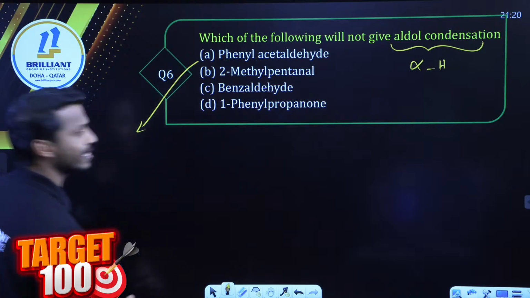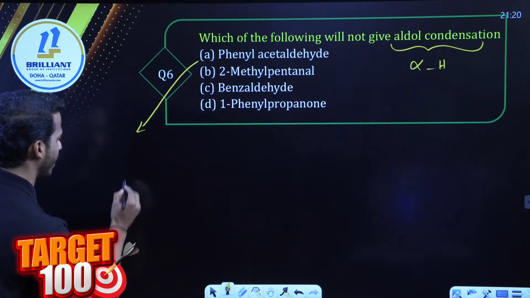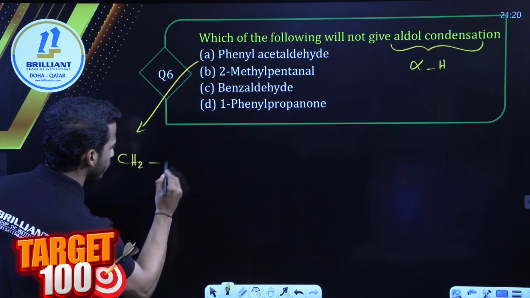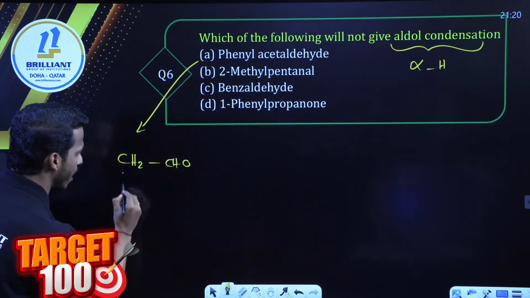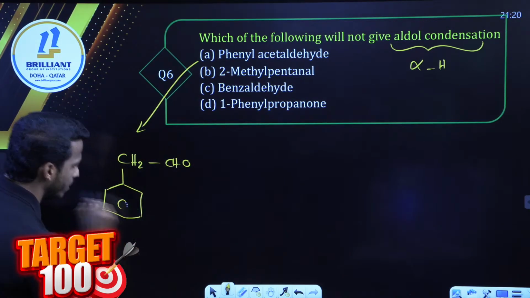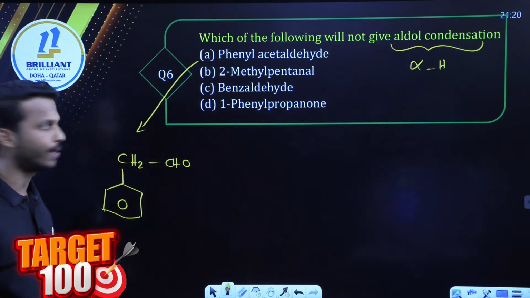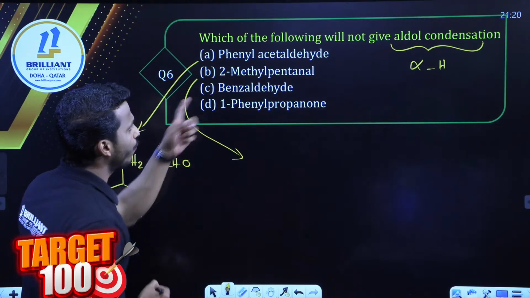First one, phenyl acetaldehyde. What is phenyl acetaldehyde, dear all? Acetaldehyde, you know, this is acetaldehyde, ethanal, on which there is a phenyl group. This is called phenyl acetaldehyde. What is option B? 2-phenyl pentanal.